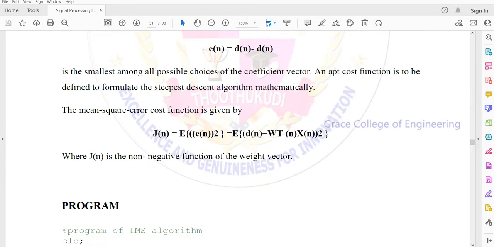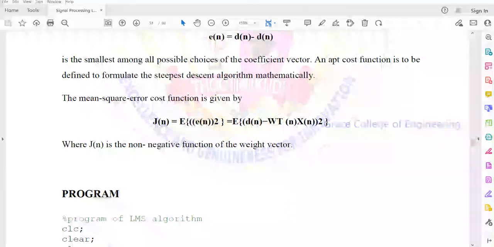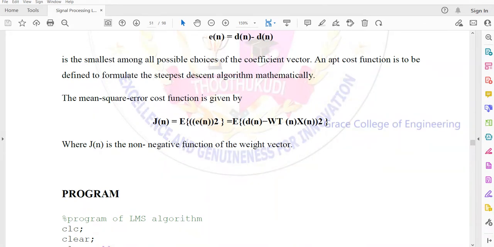An apt cost function is to be defined to formulate the steepest descent algorithm mathematically. The mean square error cost function is given by J(n) is equal to the error function, based on e(n) squared. That is, d(n) minus W transpose(n) X(n), whole squared, where J(n) is a non-negative function of the weight vector.